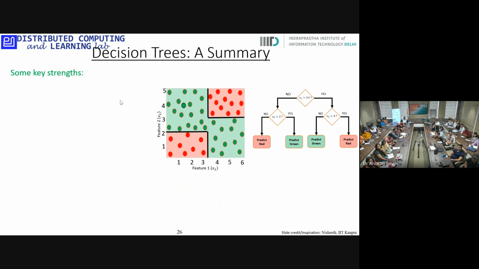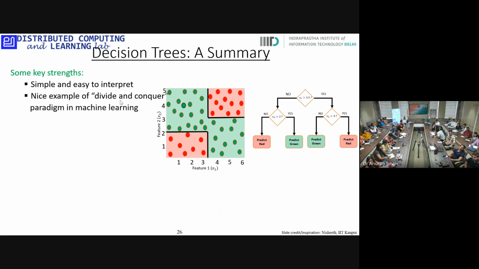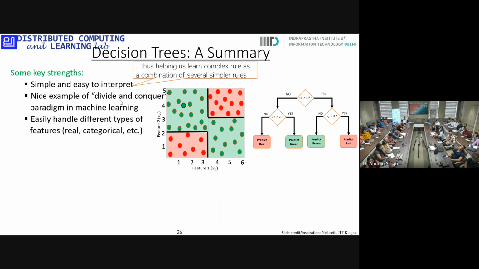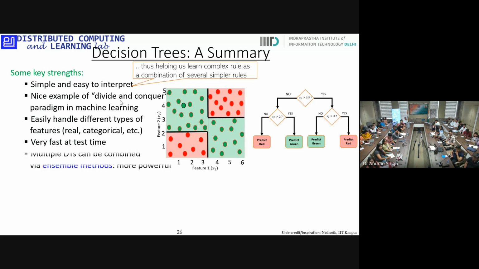So, to summarize some key stats of decision trees: these are simple and easy to interpret. A nice example of divide and conquer, the basic algorithmic paradigm, applied in machine learning, and they easily handle different types of features. They are very fast at test time. By now you would have understood that at test time you won't have to do large calculations as you may have to do in polynomial regression or neural networks. Here it is just logical, left, right. So test performance is quite fast.